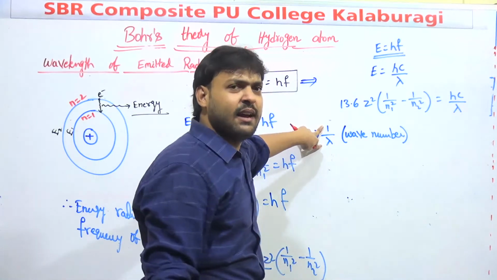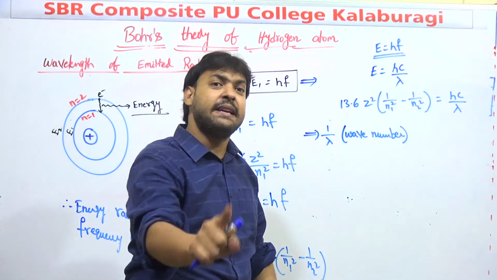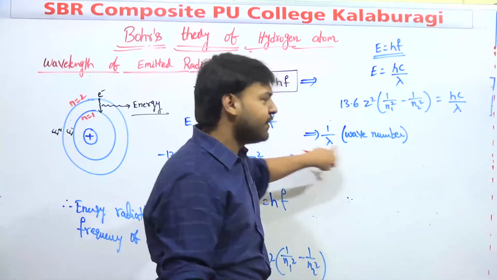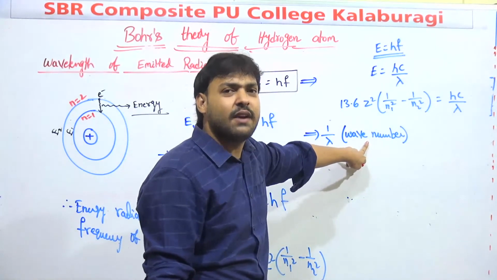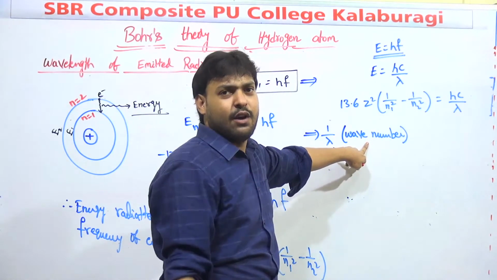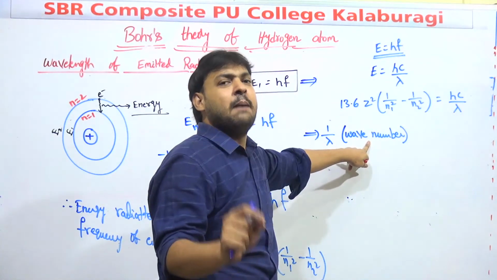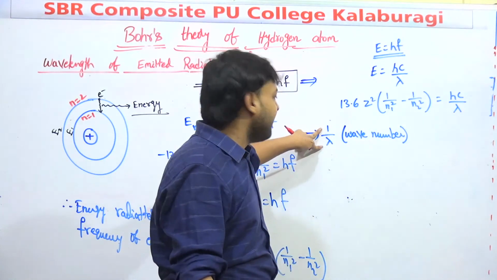Right? What do you mean by that? Wave number: the number of waves emitted per meter. We call it wave number. Try to write it down: the number of waves emitted per meter is called wave number.